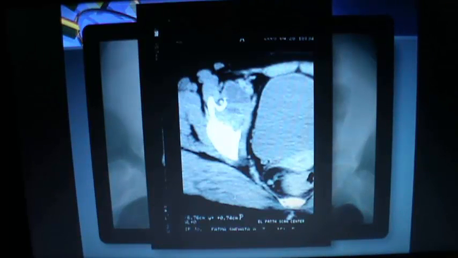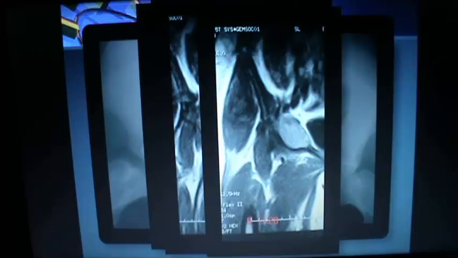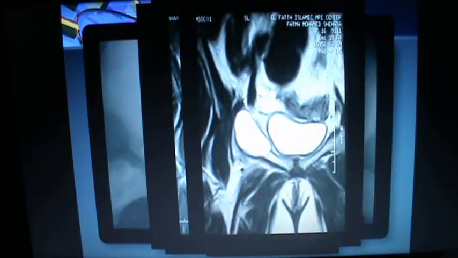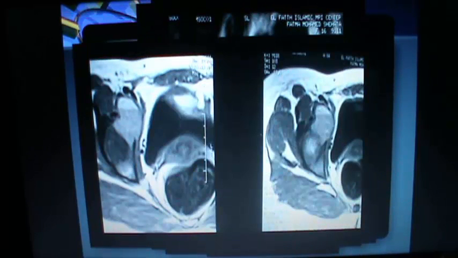Here it is with fluid levels, bulging into the pelvis, true pelvis, thinning of the cortex and bulge and fluid levels. T2 weighted images showing hyper-intense lesion, and here we get the fluid levels again in T1 weighted images.